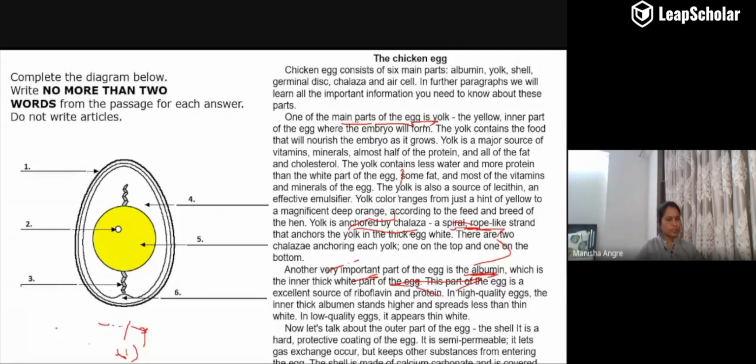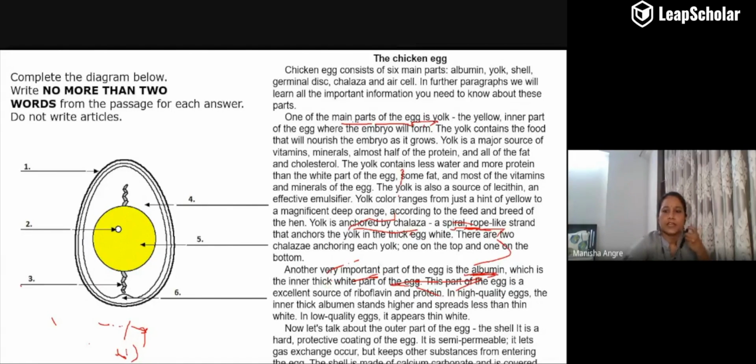So did you get all of them? Mostly everyone has got it. First, number 5 is yolk, that everyone has got, the yellow inner part of the egg. After that, we come down to the yolk is anchored by a chalaza, a spiral rope-like strand. So it is anchored by this rope-like strand over here. Then there are 2 chalazae. One is on the top, but then you have to mention that is at number 3.